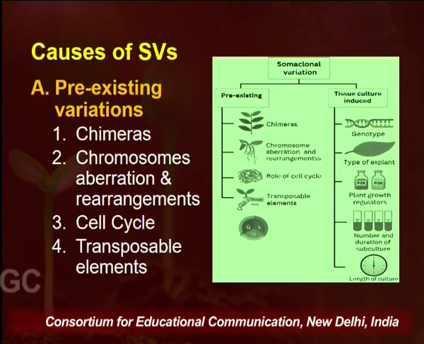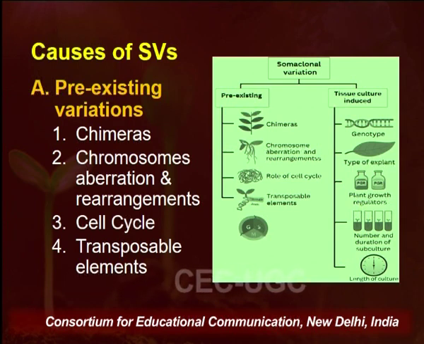As you can see, the causes of somaclonal variations can be broadly categorized into pre-existing variations, which were already present in the explant material, and the causes that are due to the tissue culture or in vitro conditions under which the plants are grown. So first, talking about the pre-existing variations. These include chimeras. Chimeras are nothing but groups of tissues having different genetic makeup. The cells have different genetic makeup. Then second is chromosome aberrations and rearrangements.